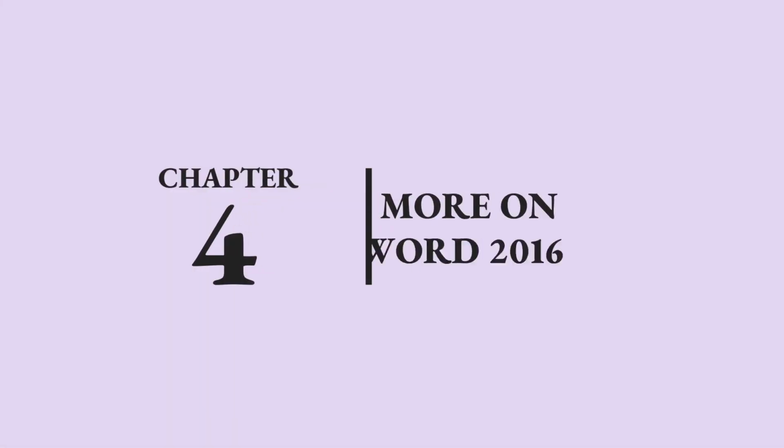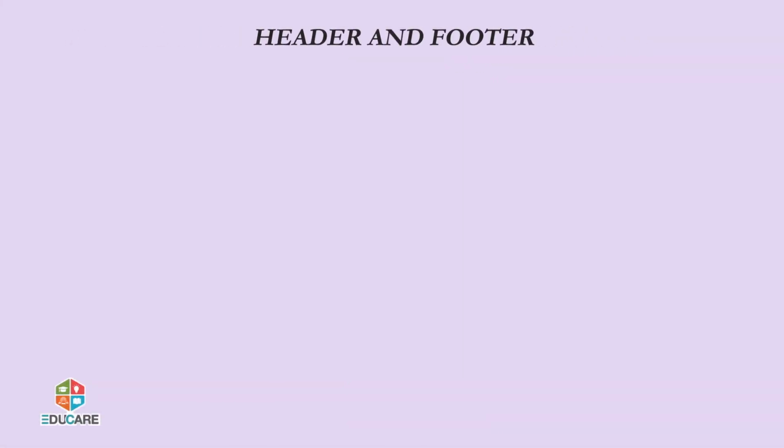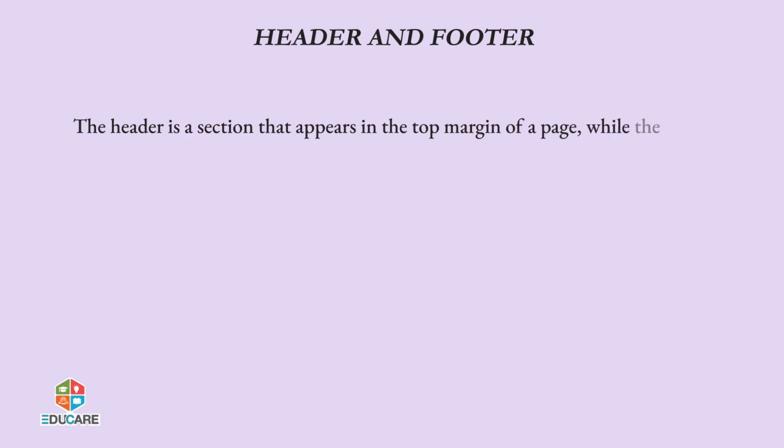Chapter 4: More on MS Word 2016. Header and Footer. The header is a section that appears in the top margin of a page, while the footer is a section that appears in the bottom margin of a page in a document.